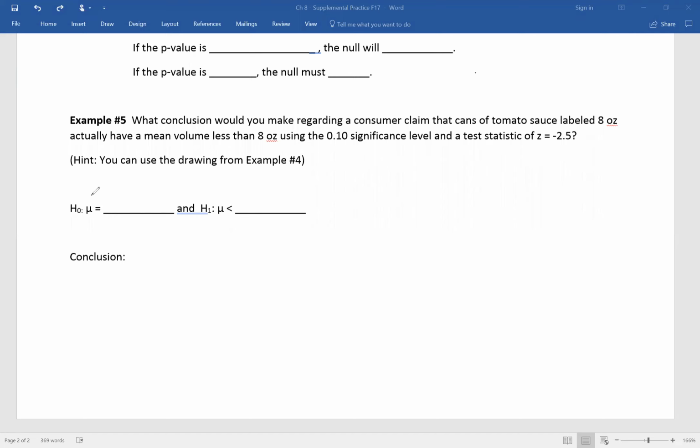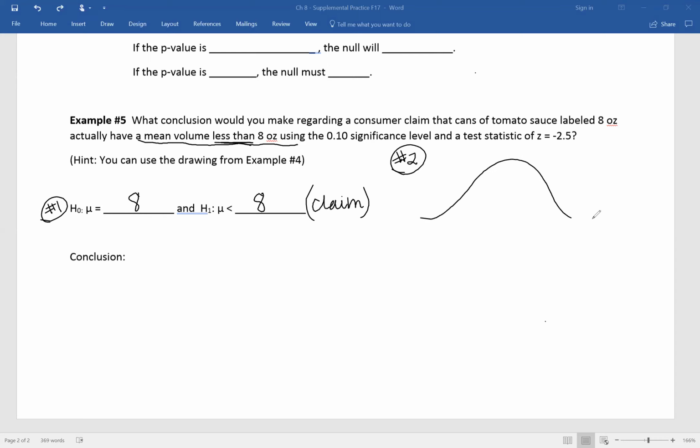So our null hypothesis is that the mean is equal to 8 ounces. The claim is that the mean volume is less than 8 ounces, and so that is our alternative, less than. So this was our claim. That's step 1, is always to write out your null and alternative. Step 2 would be to find your critical value. Well, this was a left-tailed test with an area of 0.10 in the left tail. We found that that critical value is negative 1.28.